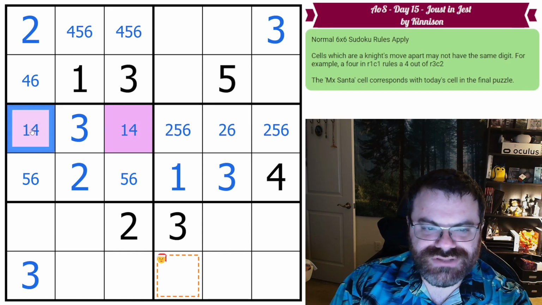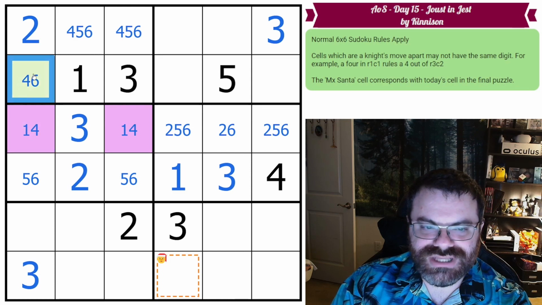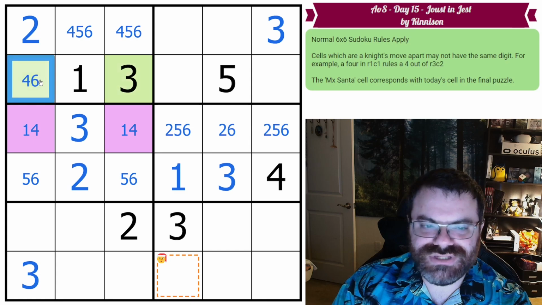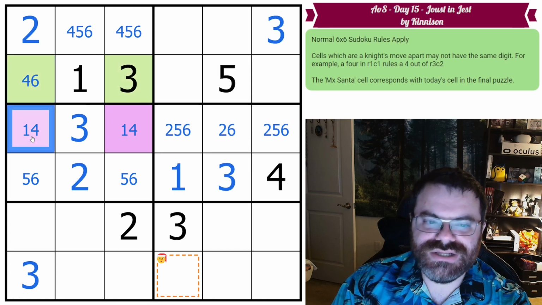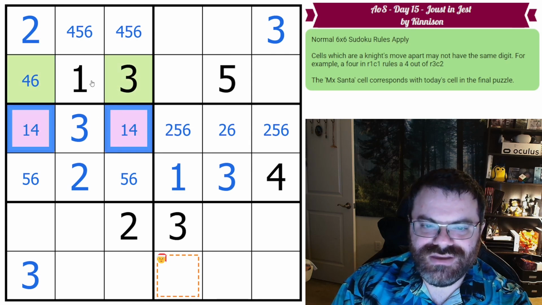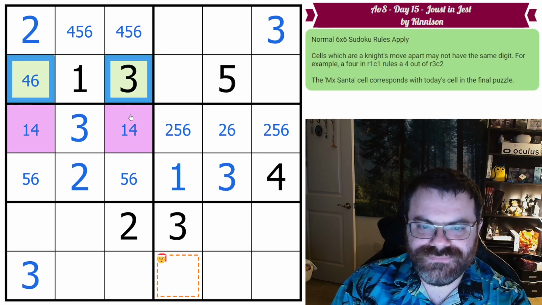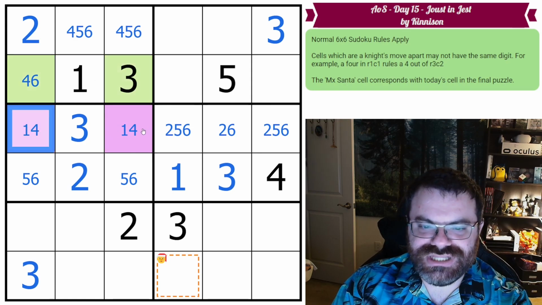So in one universe, the 4 is here, in which case this cell can't be a 4. I'm going to make it green because it shares a column with that 4. And this cell can't be a 4 because of knight's move. In the other universe, the 4 would be here. And so, again, this green cell couldn't be a 4 because of Sudoku, and this green cell couldn't be 4 because of knight's move. So if you have this pattern here, then the 2 cells that are right above them, or sort of in the perpendicular direction to them, can't be the digit that's limited to those.